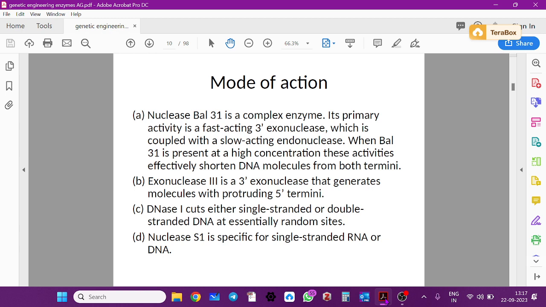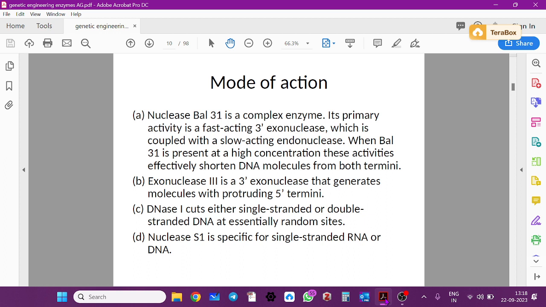So if you have a double stranded DNA strand, 5 prime, 3 prime, 5 prime, 3 prime, and you give it some time, it will act here, it will start to chew from here, it will start to chew from here. So gradually you will have essentially a 5 prime overhang. So this region is the 5 prime overhang. This is also a 5 prime overhang. The same thing happens with exonuclease 3. You can use any of these enzymes.